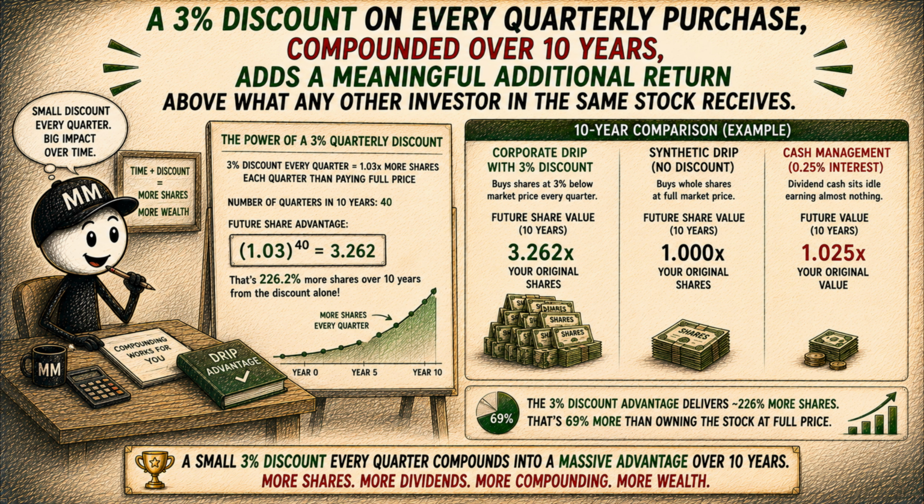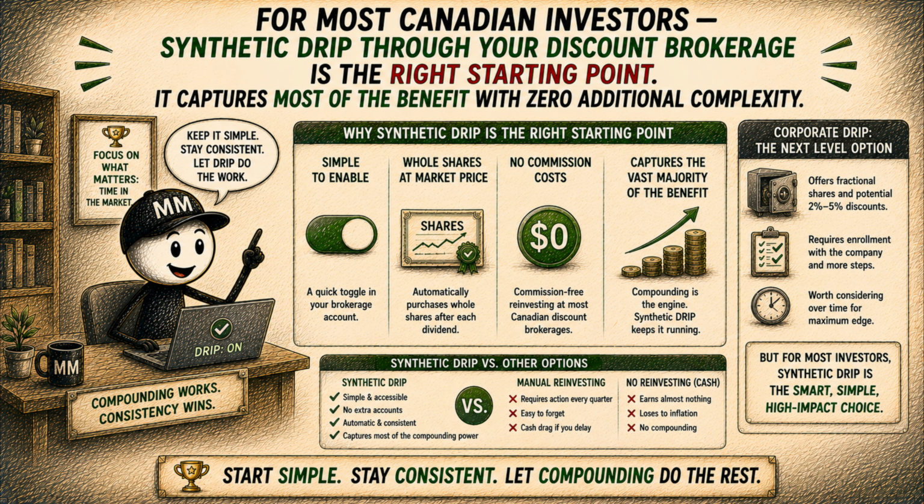Which type should you use? For most Canadian investors, synthetic DRIP through a discount brokerage is simpler to access and provides the vast majority of the compounding benefit with no additional administrative steps. Corporate DRIP is worth considering specifically for positions where you intend to hold for very long periods, 10+ years, and where the issuing company offers a price discount. At that point, the discount, compounded over a decade, adds meaningfully to total return.